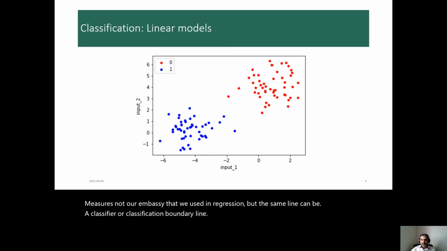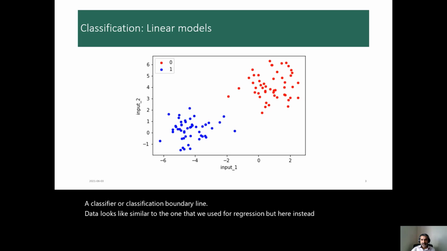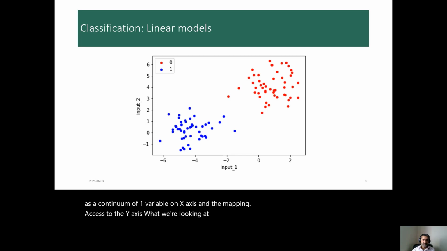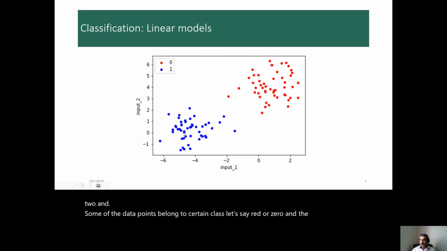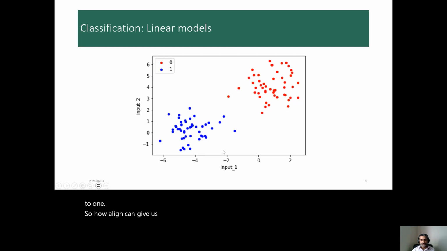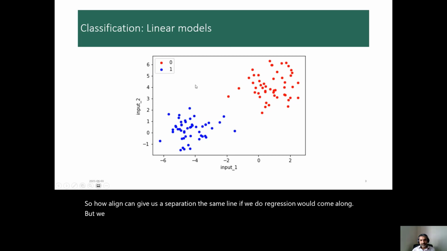Data looks similar to the one that we used for regression, but here, instead of looking at it as a continuum of one variable on the x-axis and the mapping to the y-axis, what we are looking at is, if there are two dimensions, input 1, input 2, and some of the data points belong to a certain class, let's say red or 0, and the others belong to 1. So how can a line give us a separation? The same line, if we do regression, would come along. But we need a separator. So the separator will also be a line.